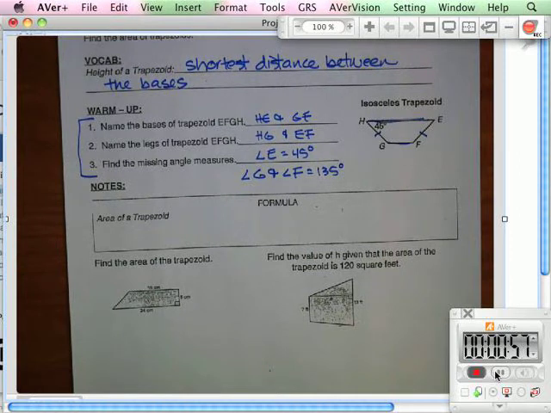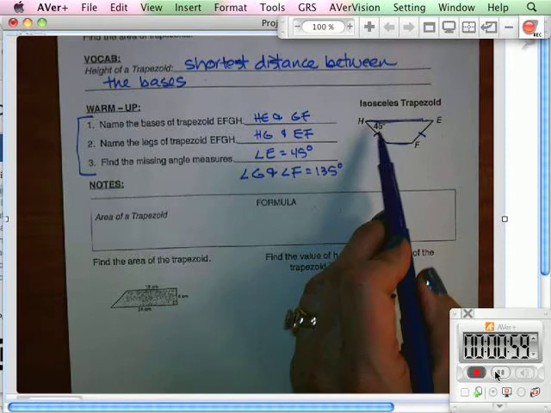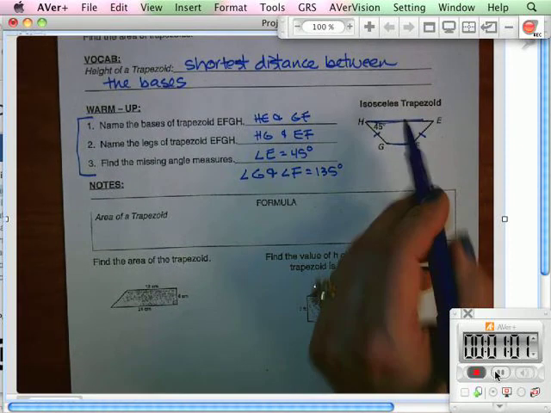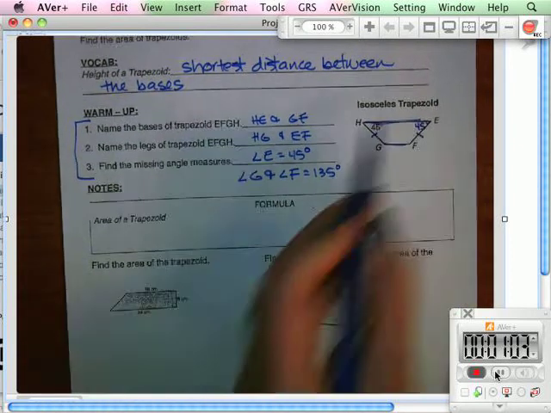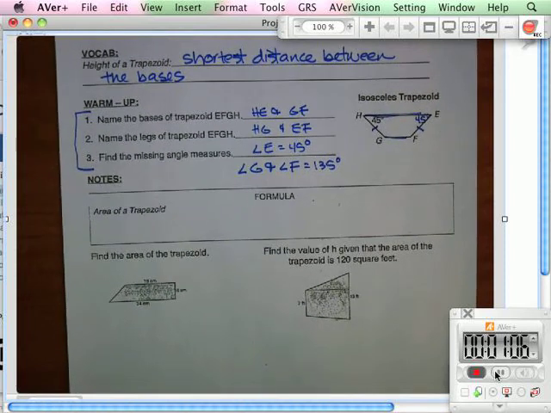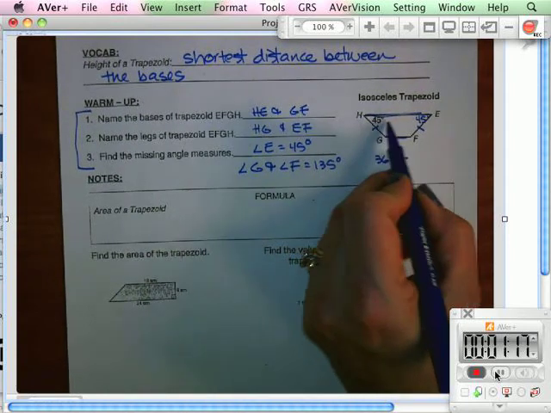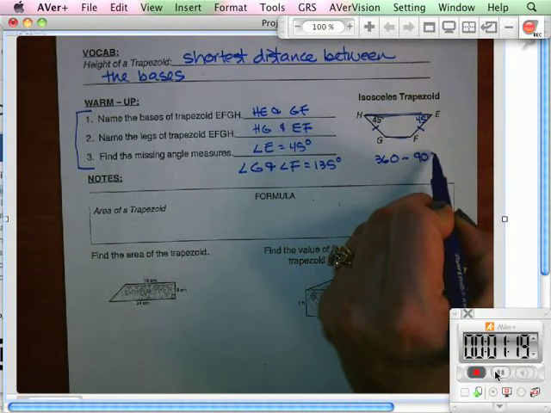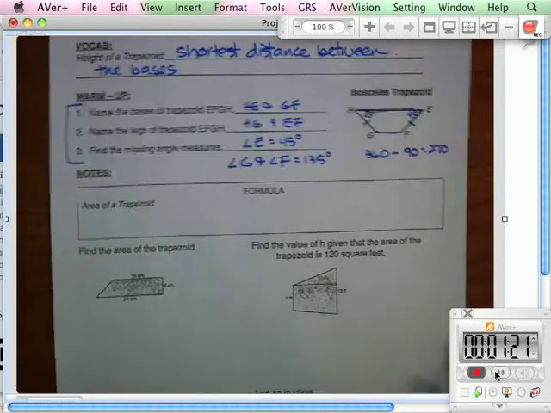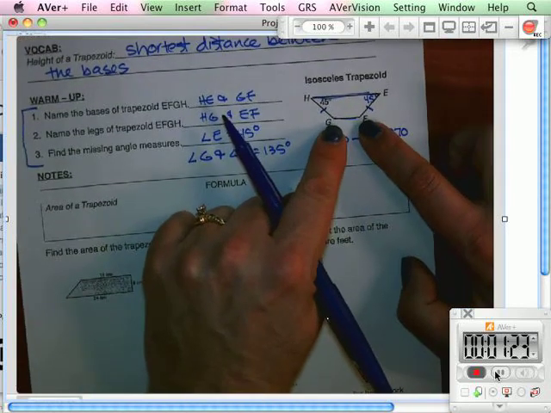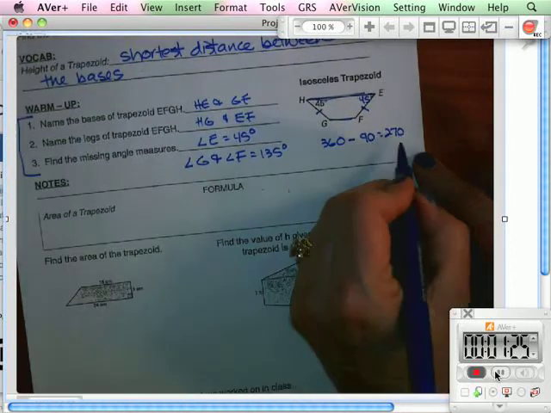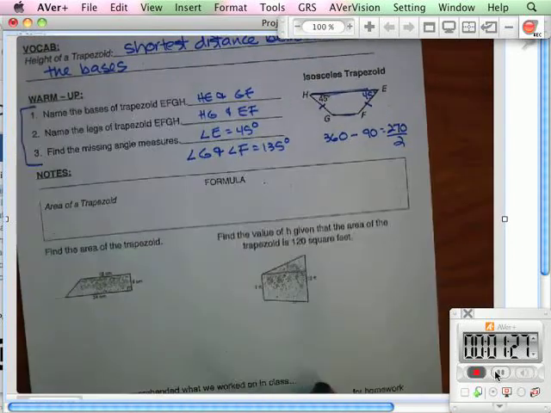And if this is 45 and this is congruent, then that's also 45 degrees. It's a four-sided figure. What do the angles add up to? 360. So if I do 360 minus 45 and 45, which is 90, I have 270 left over for these two. So 270 divided by 2 is 135. Okay?